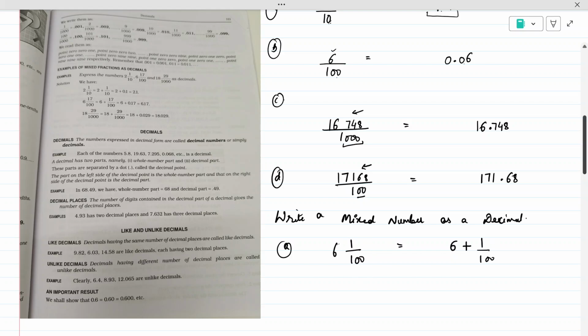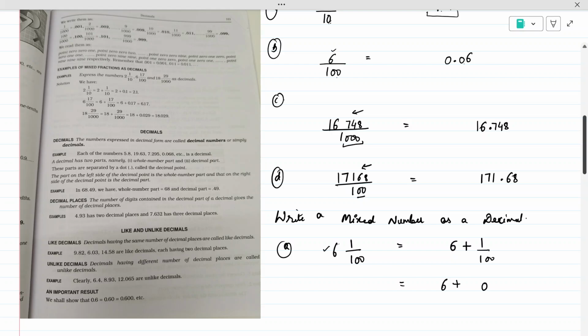So first of all, we know that whenever a mixed fraction is given to us, this is the whole number and this is the fraction. The combination, the addition of these gives us the mixed fraction, right? And now again it is very easy. 6 will be as is, and this 1 by 100 we have, this can be represented as a decimal.